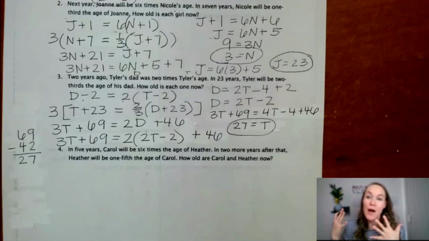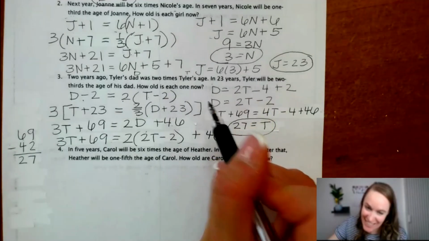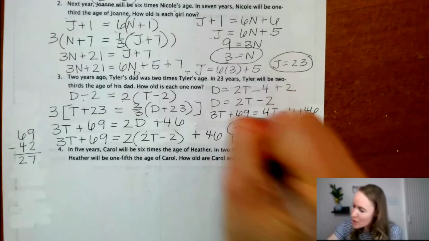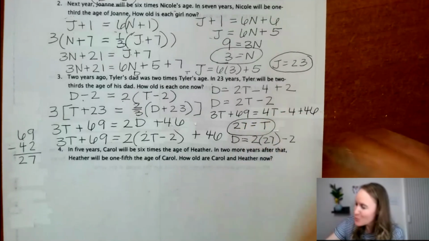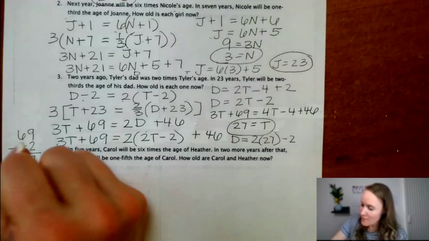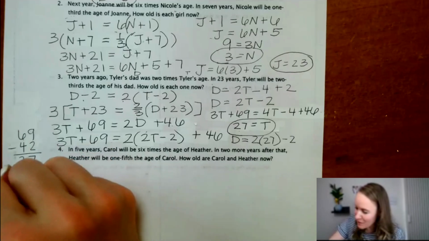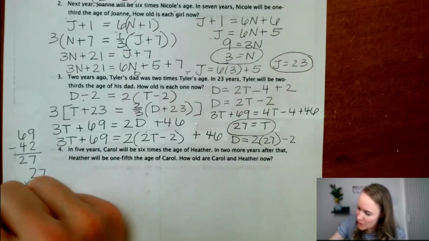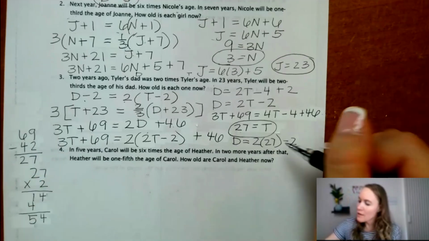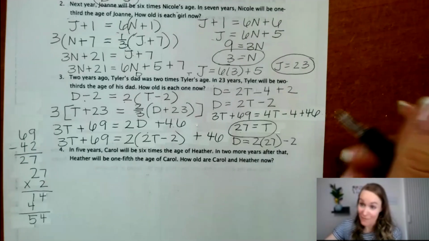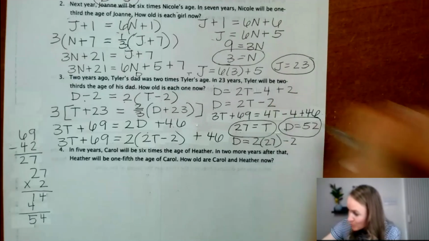Now let's figure out how old Dad is. So my simplest equation is this one. So that's what I'm going to stick it into. D equals 2 times 27 minus 2. Okay, so 2 times 27. I'm just going to do the math over here because if not, I'm going to mess it up. We've got 14. 2 times 2 is 4. 4 and 5. Okay, so now we have 54. 54 minus 2 is 52. So Dad is 52 years old.